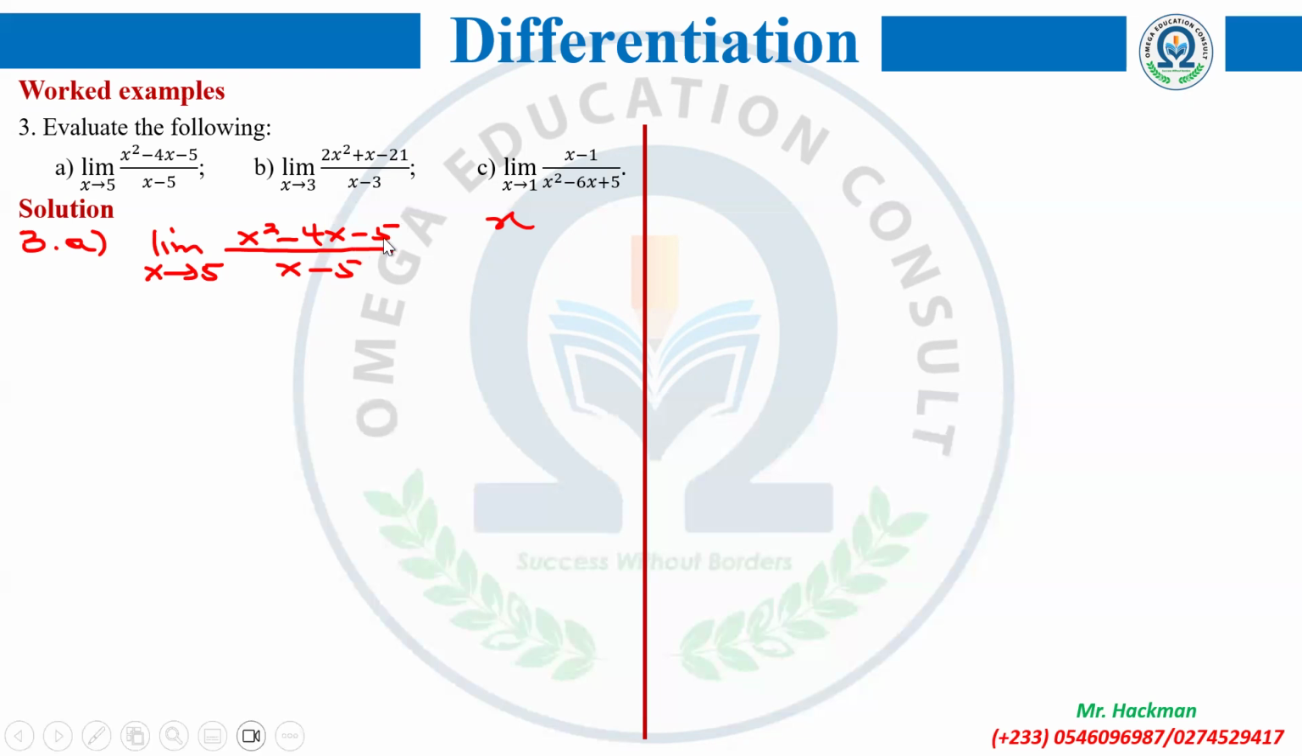Okay, so let's look at it clearly. Thank God it's a quadratic expression, with the coefficient of the x squared term being 1. So I concentrate on the constant term here, which is minus 5. I find factors of minus 5 which, when I add, I will get minus 4, and when I multiply, I will get minus 5. Which factor pair comes to mind?